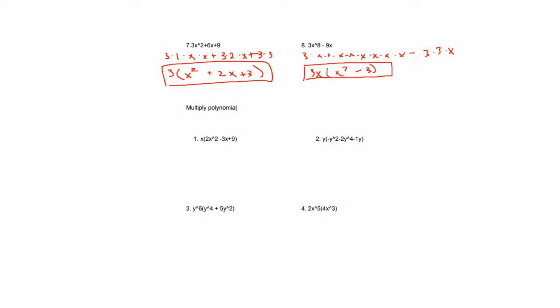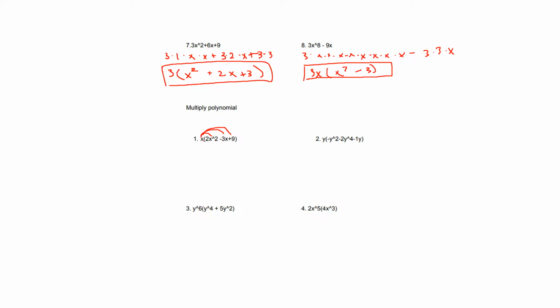Okay, so this next portion, it says multiply polynomials. So for number 1, we have x times 2x squared minus 3x plus 9. So you could just distribute this x. By that, you just multiply it individually like this.